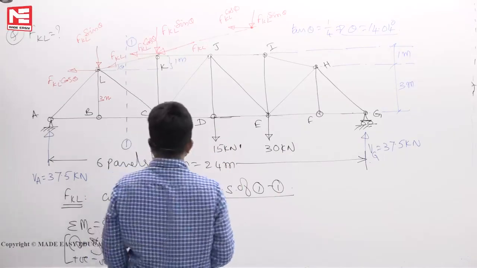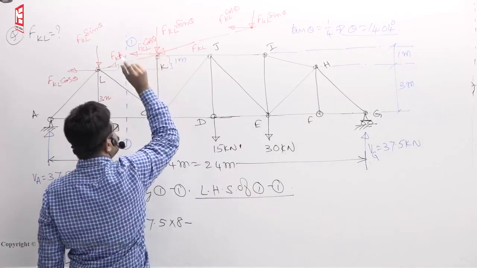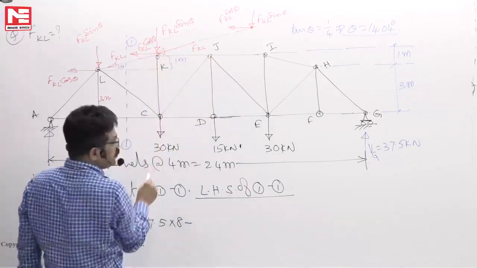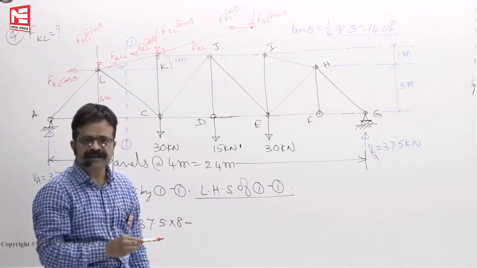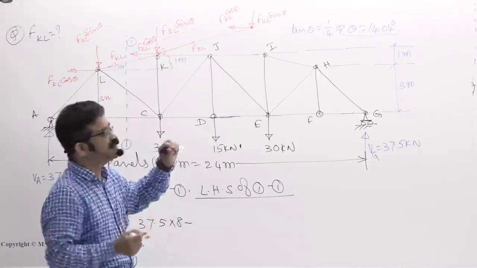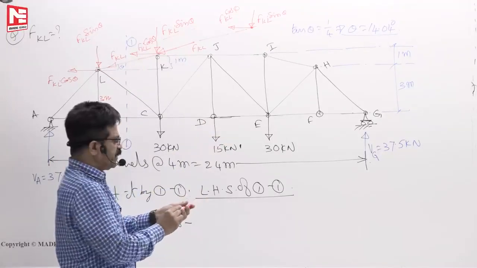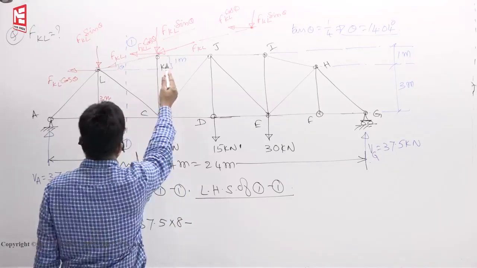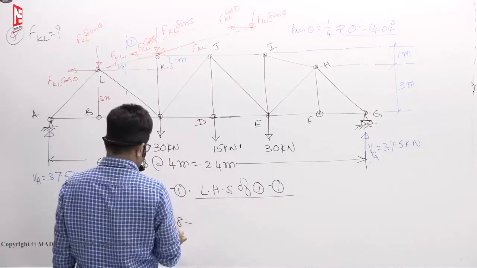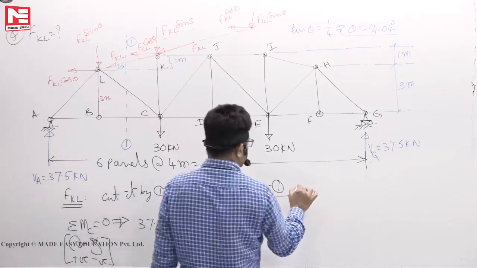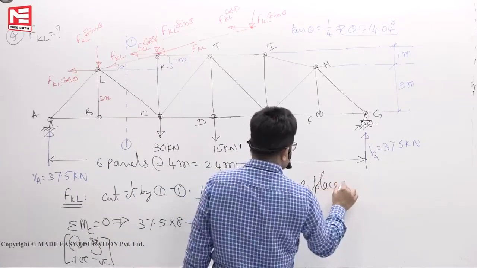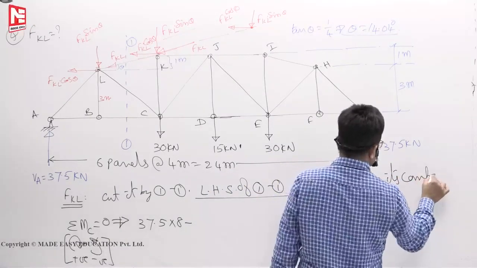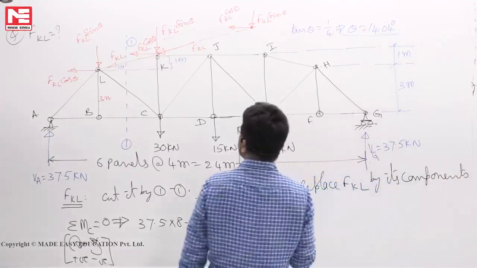So from that point, if I replace them here, what's the advantage? What is the moment of FKL sin theta about C? See, FKL sin theta is passing through C, so it will give zero moment. Half our headache is gone. Only one moment you have to take, FKL cos theta. So that replacement of FKL at K we have done. This is the LHS of 1 1. This is what we are doing: replace FKL by its components at K.